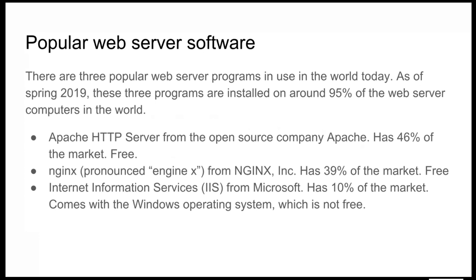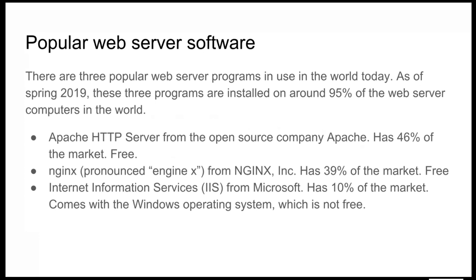Now, this is what changed in the last few years. A web server software called Nginx, N-G-I-N-X, really exploded. It now has 39% of the market. That is, it's installed on 39% of the computers that are used as web servers. It's free. And finally, what was the number 2, but isn't anymore, Internet Information Services, IIS.